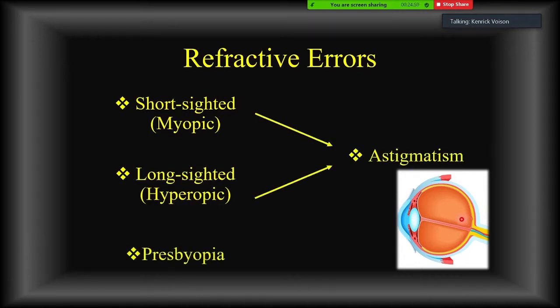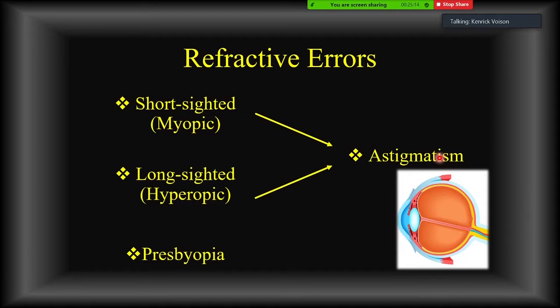However, with these two, we can have what we call astigmatism. Astigmatism can either happen with myopia, it can happen with hyperopia, or it can happen by itself. And astigmatism, it's a big word, but what it simply means is the eye normally has a shape, let's say, like a soccer football, it's uniformly round.